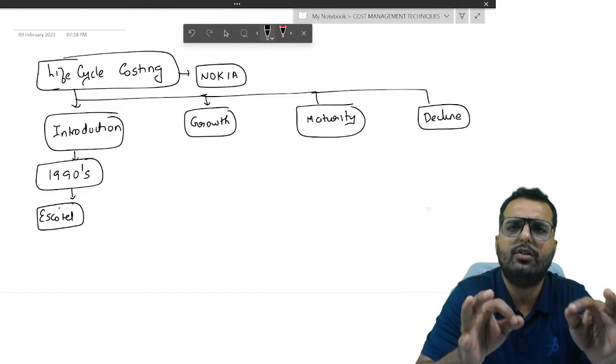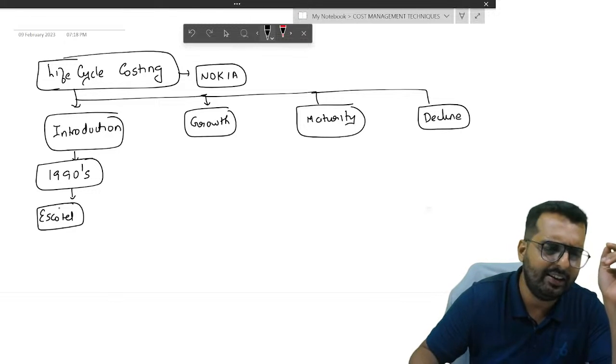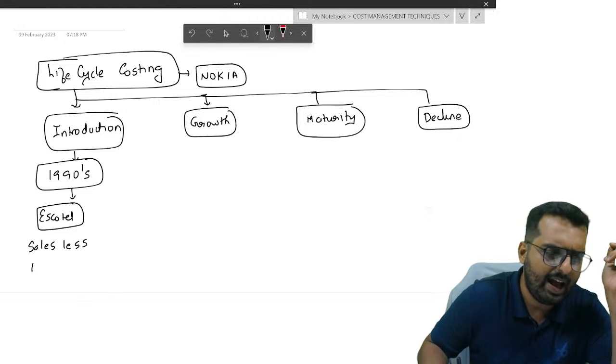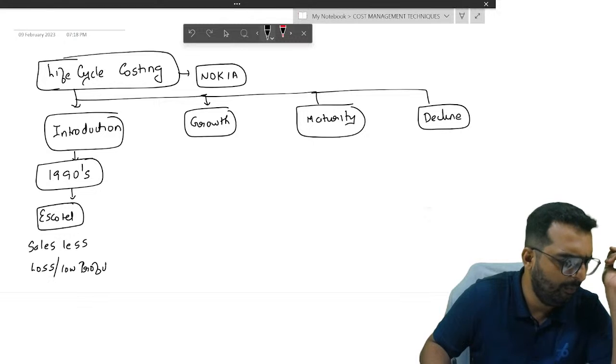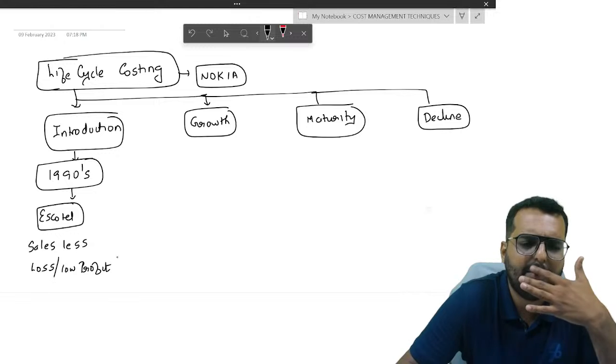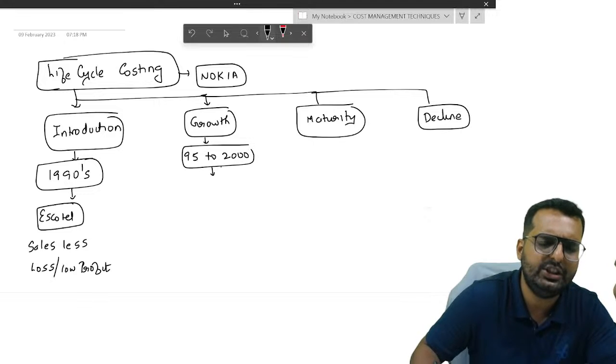That phase was the introduction phase of Nokia. Very, very few sales, or I can say sales was less, and it will be in losses, or you will be making very, very low profits. Yes. After that, what happened is somewhere in 1995 to 2000 time, suddenly technology changed.